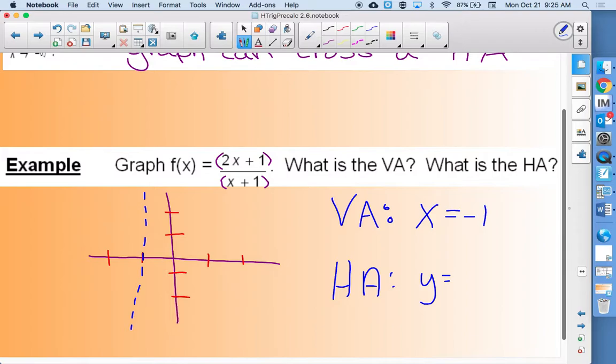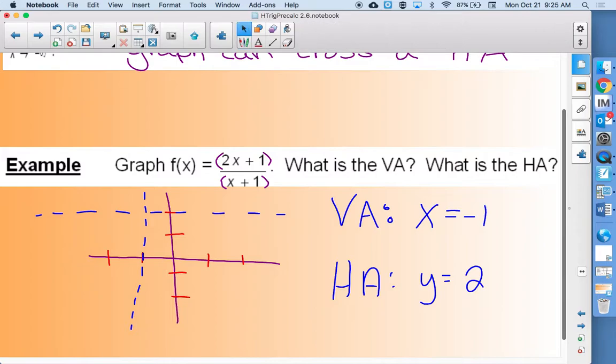Oh wait, no, you're right. Sorry. 2, yeah, it is 2. So there should be a horizontal asymptote at 2. So that means up here at 2, we have another dashed line. And then Josh, where would the graph be? Where does it look like your graph is?